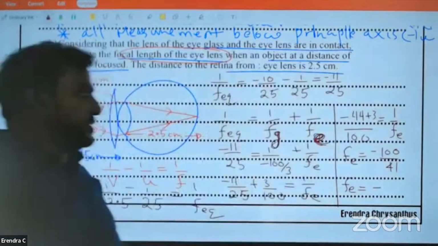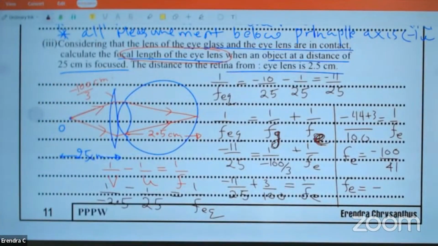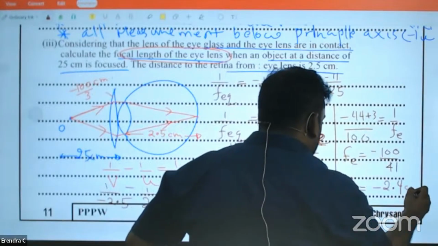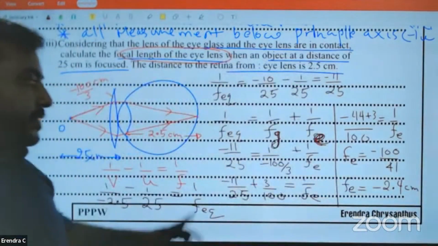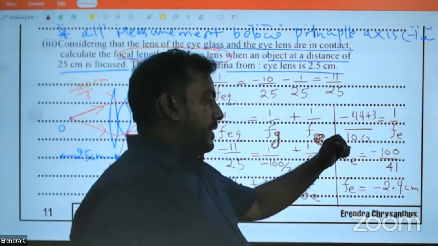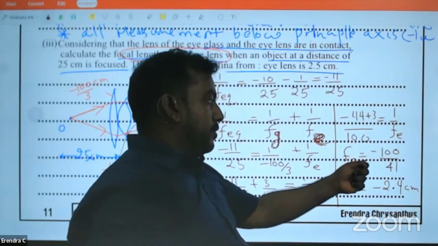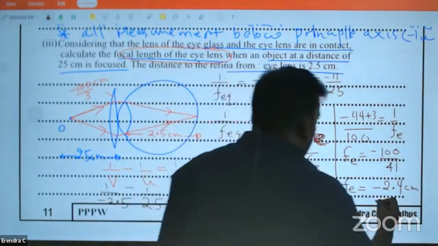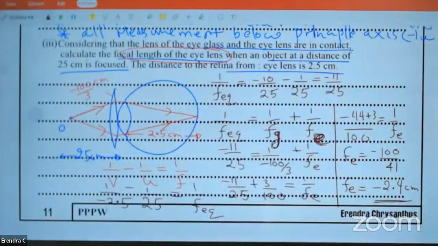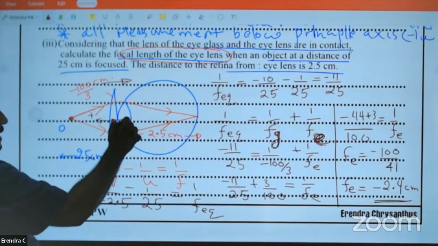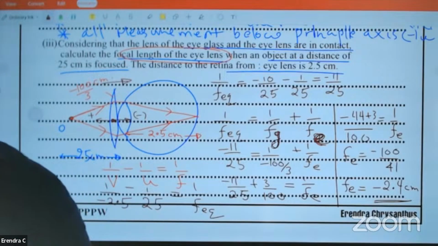If you divide this, minus 100 divided by 41 is how much? Minus 2.4 centimeter. For 82 you have 2, 180. 180 means 41 times 4, 164. So minus 2.4 centimeter focal length of the eye. So I'm taking this as the object distance. Light is going that way. All from optical center, opposite is positive, in the direction minus.